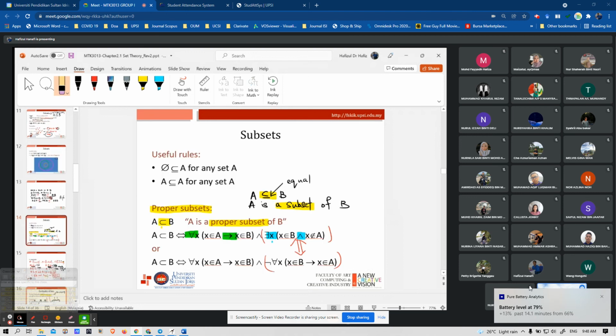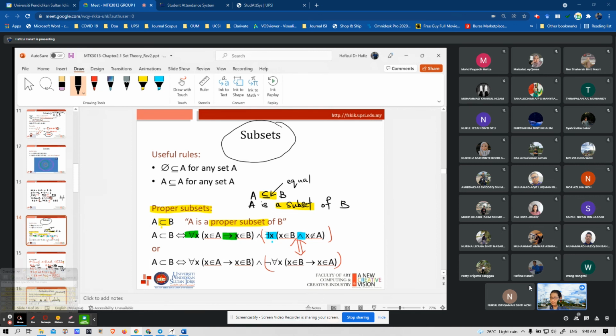Okay, and then we have useful rules for subset. The empty set is a subset of A for any set A, and A is a subset of A for any set A. And then we can also define A subset of or equal to B. Okay, equal sign here.